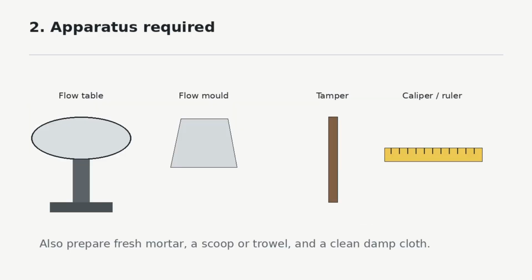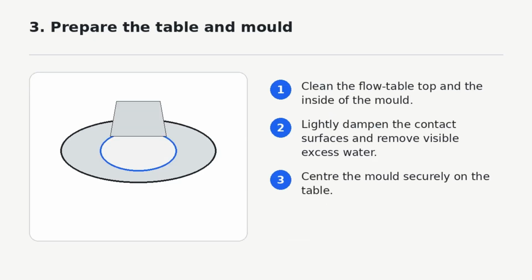The main apparatus includes a flow table, a specified flow mold, a tamper, a trowel or scoop, and a caliper or ruler for measuring the spread. First, clean the table top and the inside of the mold. Lightly dampen the contact surface and remove any visible excess water. Then place the mold centrally on the flow table.